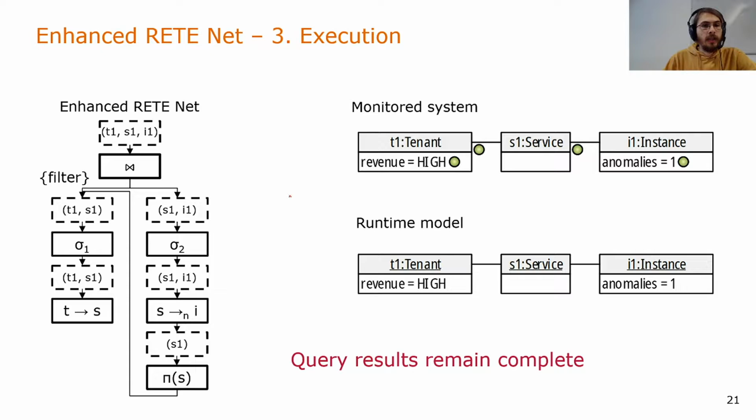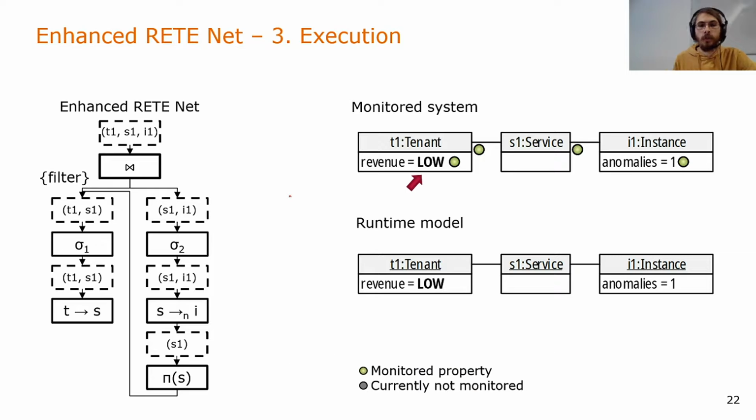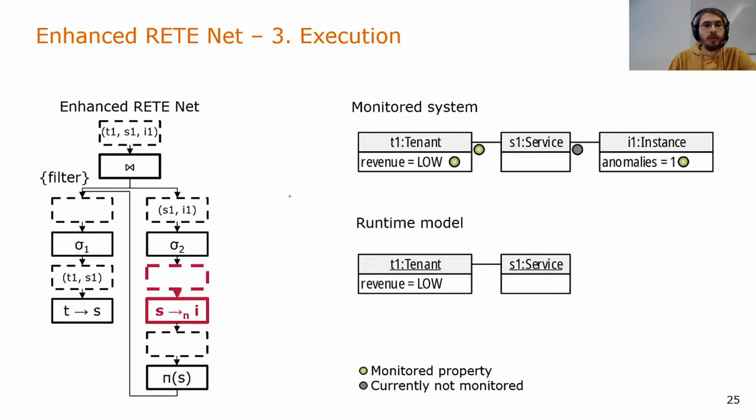Interestingly, the enhanced Rete net also affords pretty fine-grained control over the deactivation of monitoring, which we can see when the revenue of the tenant switches back to low. By tracking the propagation of the change through the network, we can tell pretty precisely which properties and when they become obsolete, and the corresponding monitoring can hence be deactivated, like this connection property of the service, for instance.